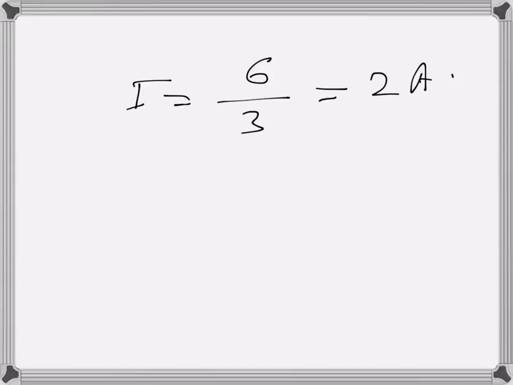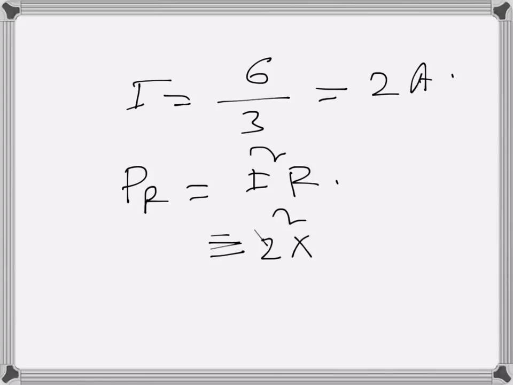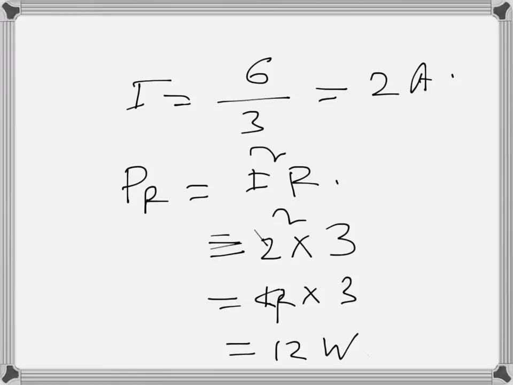Now the power dissipated by this resistance, so if I write PR, that will be I squared R, so that will be 2 squared times 3, so 4 times 3, that is 12 watt. So that's the power dissipated.